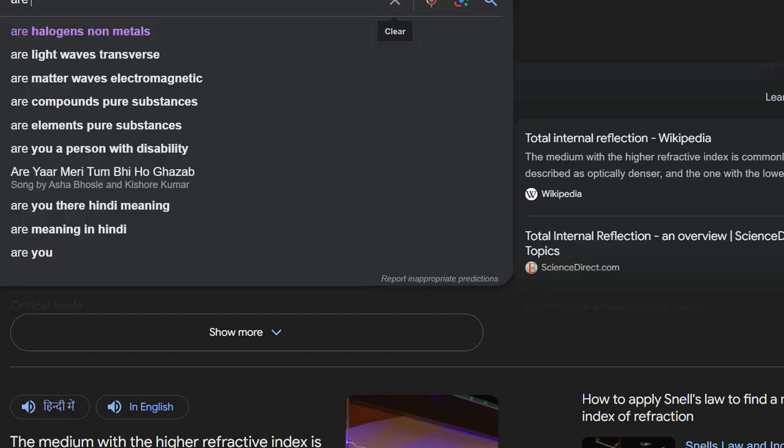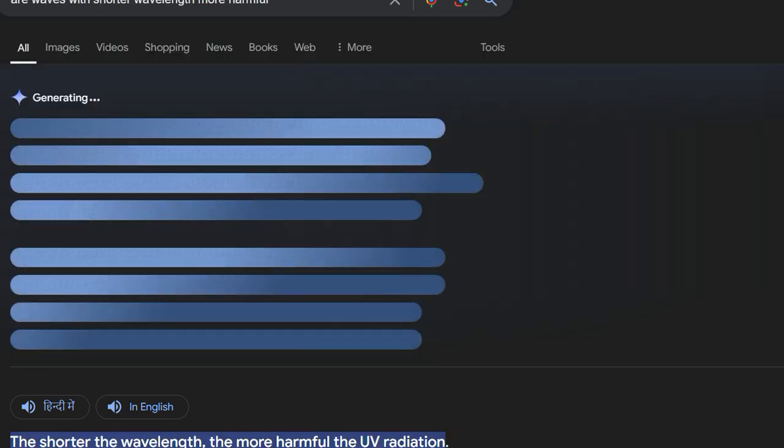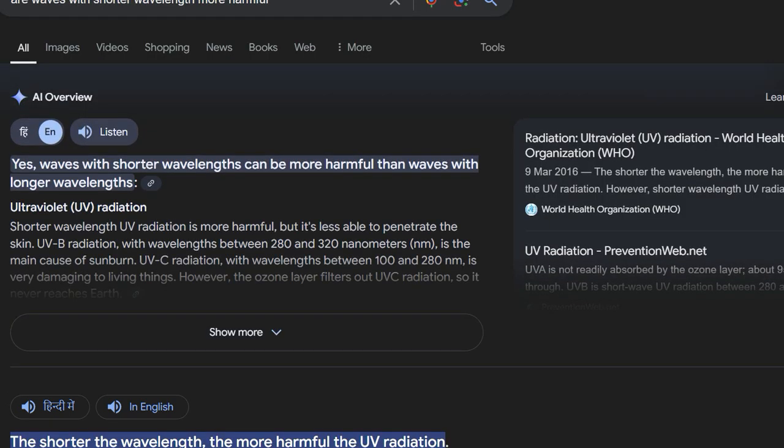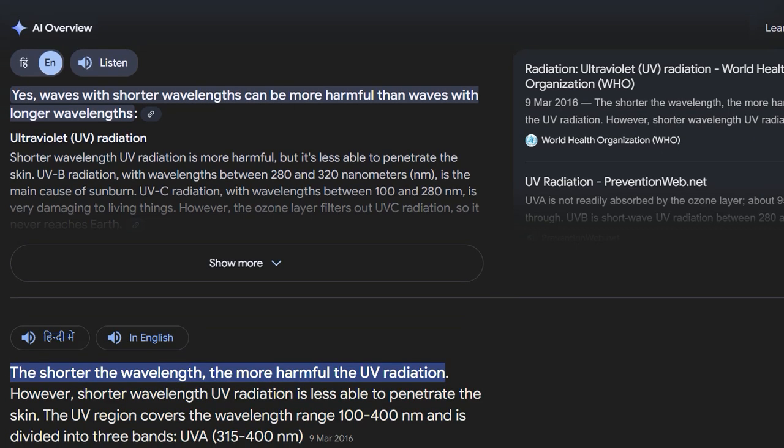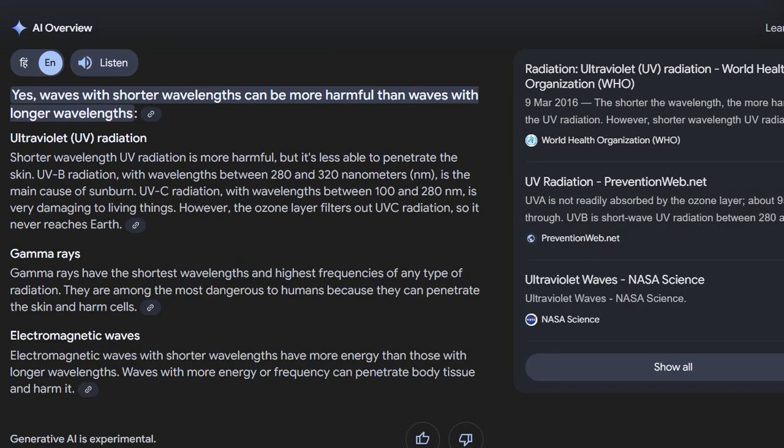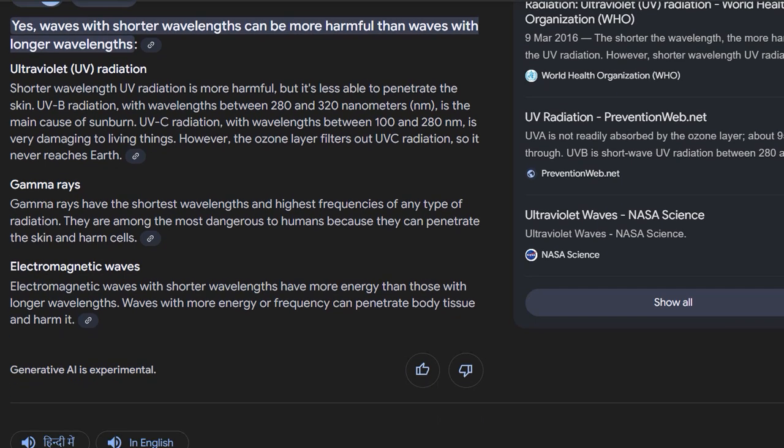Let me just ask AI, are waves with shorter wavelengths more harmful than the waves with longer wavelengths? So yes, waves with shorter wavelengths can be more harmful. So ultraviolet radiation, we have a short wavelength UV radiation. Then gamma rays, these have the shortest wavelengths and the highest frequency of any type of radiation. They are among the most dangerous to humans because they can penetrate the skin and harm cells. Electromagnetic waves with very short wavelength have more energy than those with longer wavelengths. Waves with more energy or frequency can penetrate the body tissue and harm it.